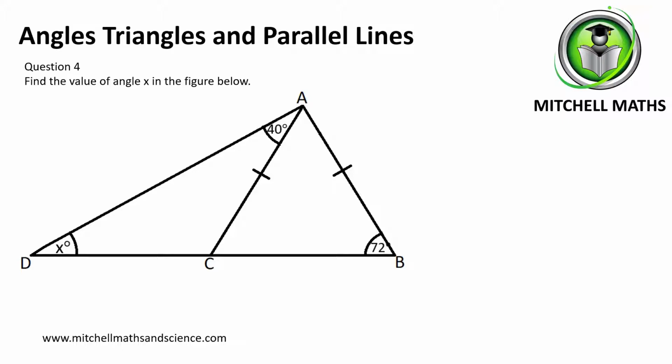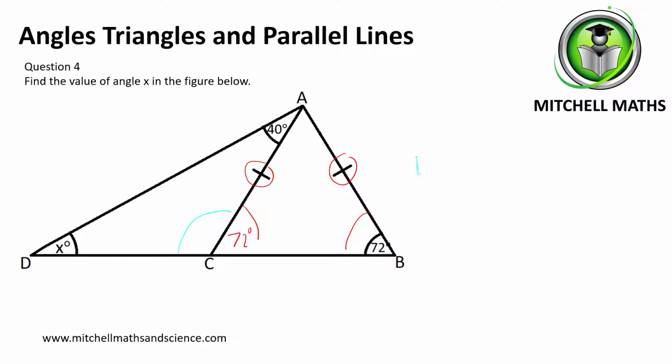In the next question it says find the value of angle x in the figure below. And we can see that we've got an isosceles triangle here, and as we said before, this is the angle between the equal sides, but then the other two angles will be the same. So because that's 72 degrees, we also know that this one will be 72 degrees. And we can use this angle here in order to work out the angle at the other side for this triangle, because they both lie on a straight line.